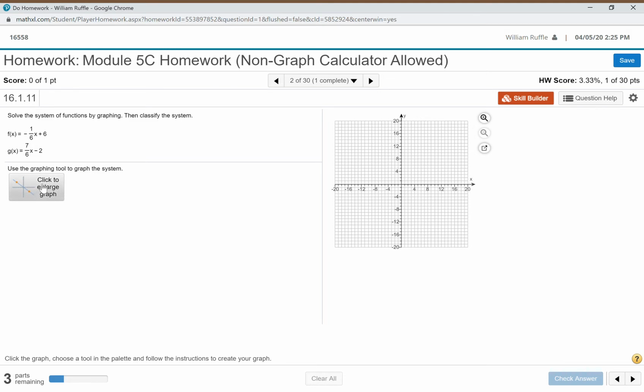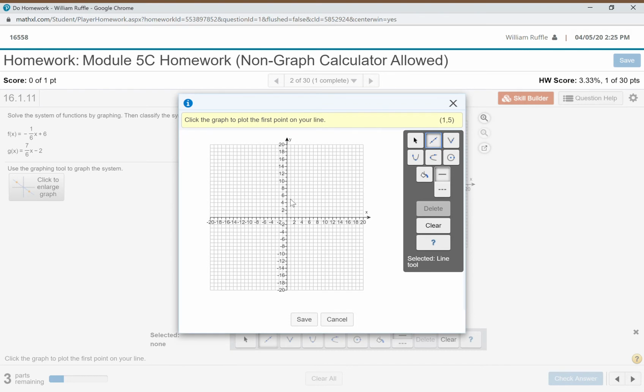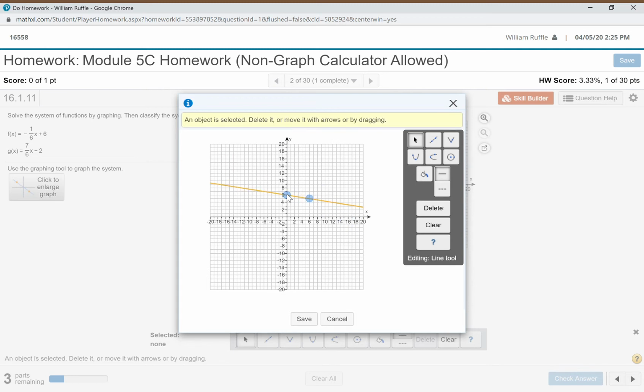And I'm going to do this one as well. And I can click on this to enlarge, or I can click on this to enlarge. Both of them do the same thing. So my first one is plus 6. So I'm going to go up here, go to where my y-intercept is 6, click, and now it's (0, 6). Now I always put the negative on top, so I go down 1 and then over 6. 1, 2, 3, 4, 5, 6. Hit enter. And this graph is so tiny, I have a hard time with the mouse.